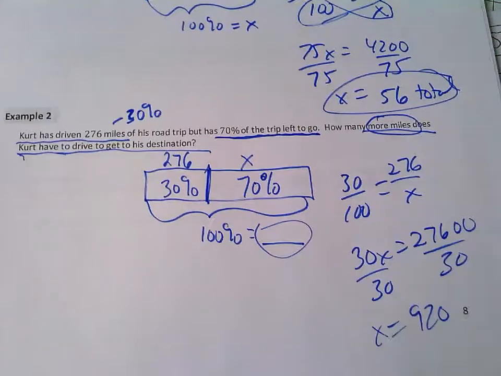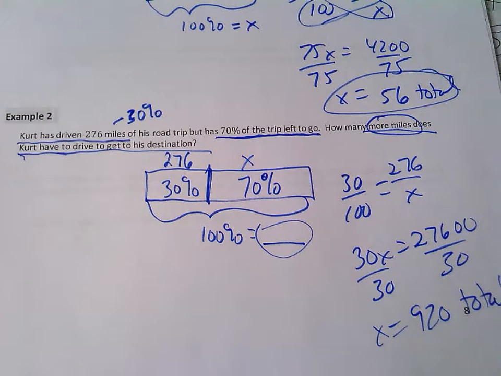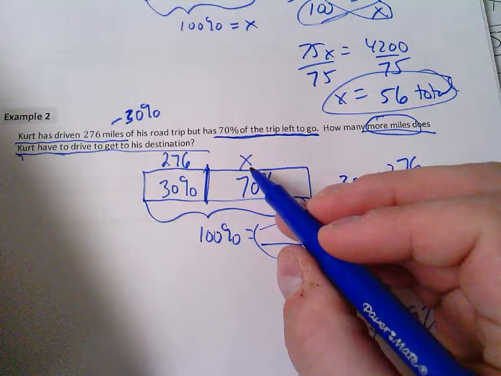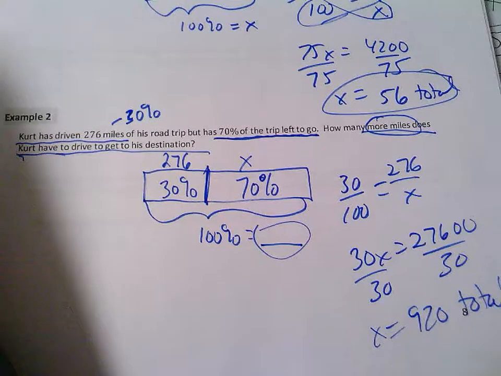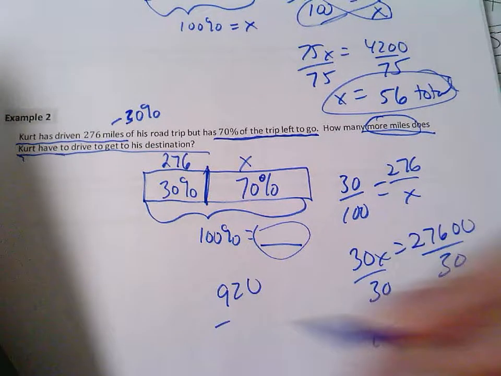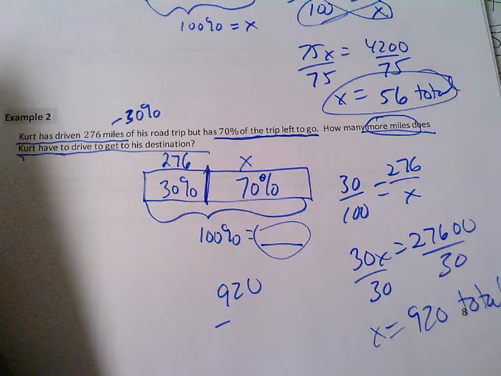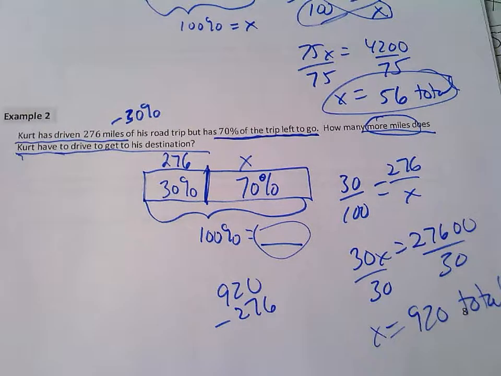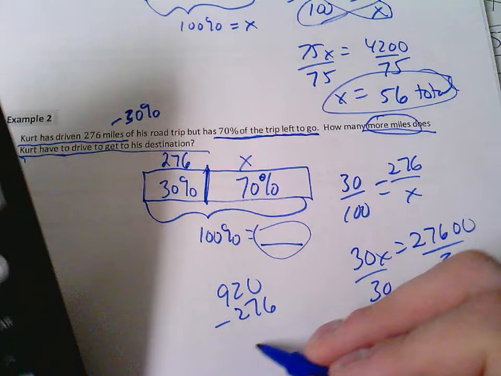Then there's one additional step. To figure out how many more miles he would have to take, you would take the 920 and subtract off the 276. And then there are 644 miles left.